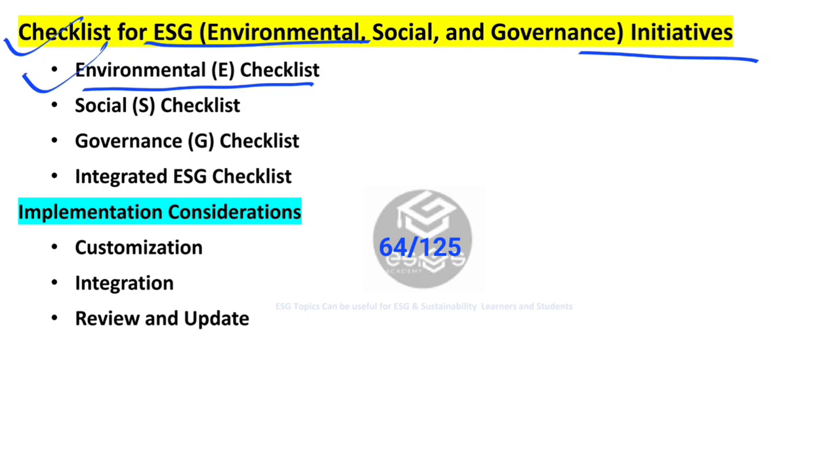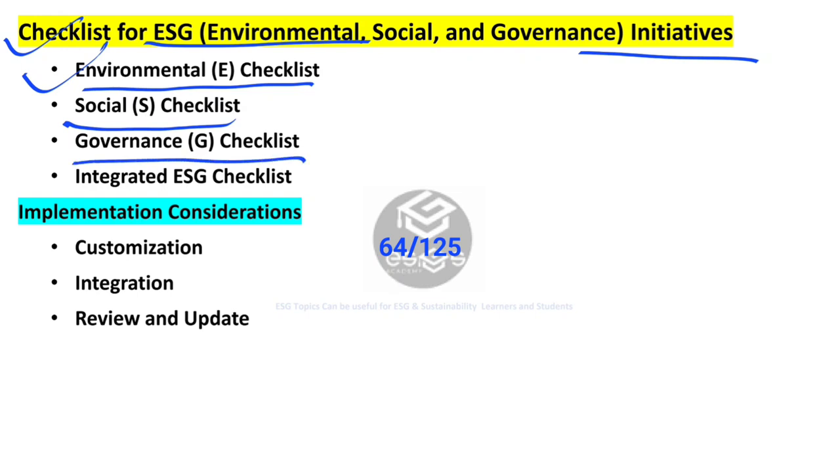environmental compliance checklist. In the social checklists, examples are diversity and inclusion checklist, employee health and safety checklist, labor practices checklist, community engagement checklist, human rights checklist, workplace culture checklist, supplier code of conduct compliance checklist, product safety and quality checklist, social compliance checklist.